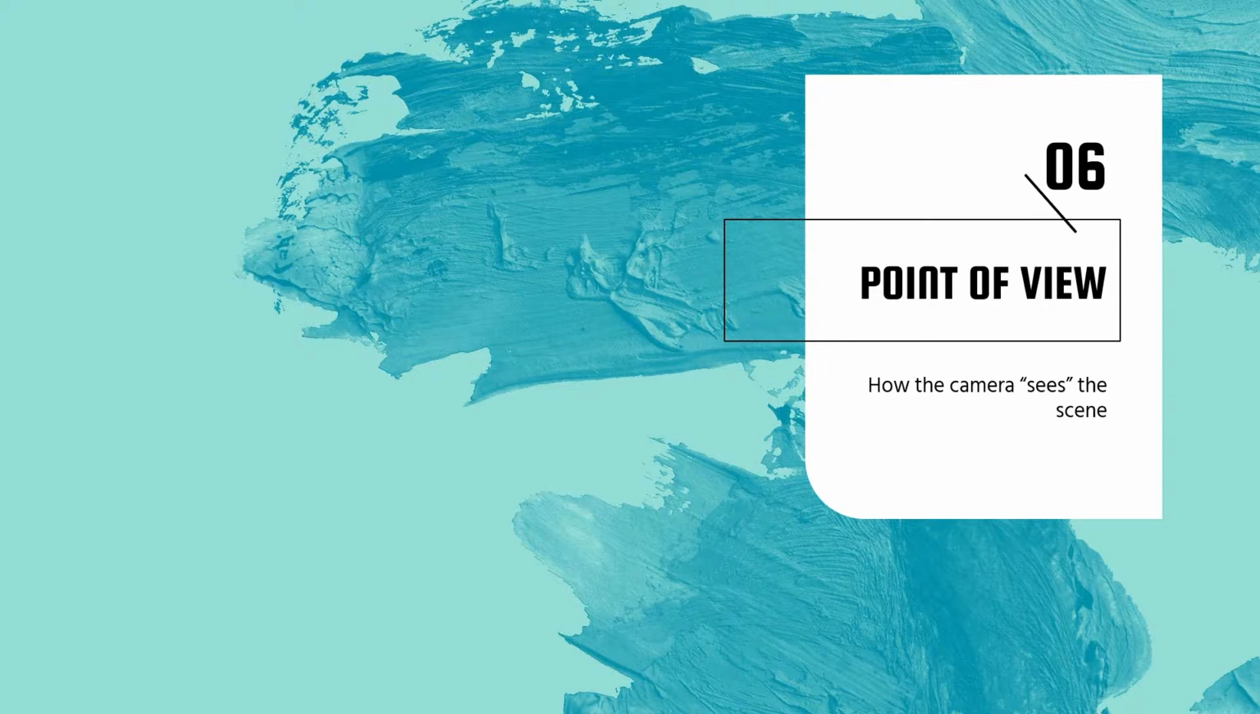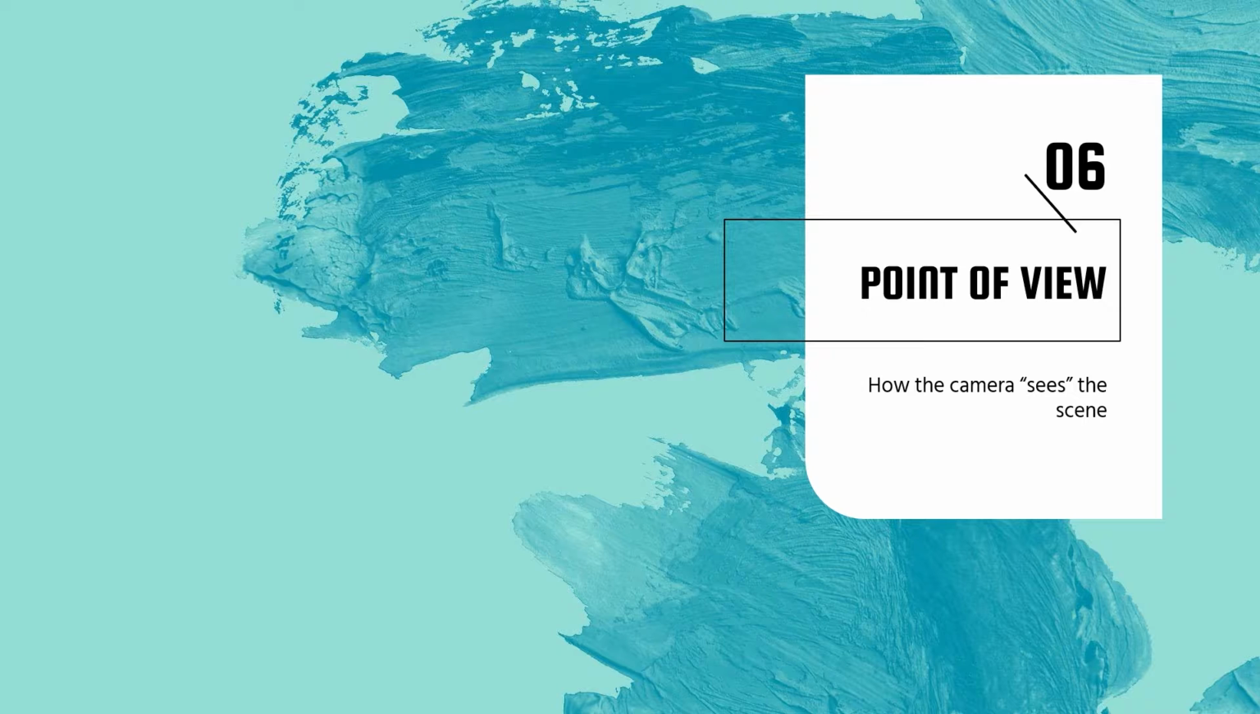All right, we're on to number 6, which is point of view. When we talk about point of view in photography, this is essentially how the camera sees the scene. How are we positioning the camera? Are we taking pictures from eye level, right? If we're just standing upright, taking a picture at eye level, that's one point of view.